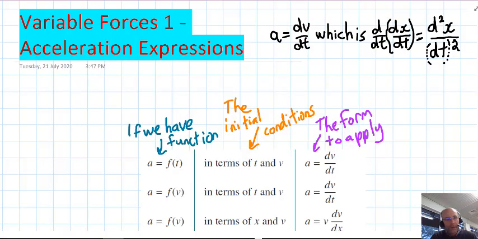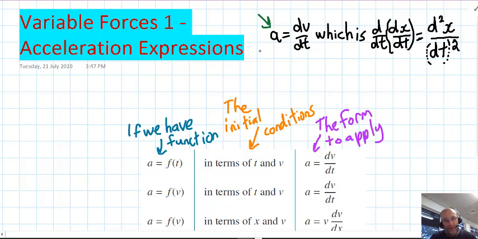Moving right along with modeling motion, we're going to look at the first in a series of videos on variable forces, and this one is establishing some acceleration expressions. If we have variable forces, we invariably have variable accelerations. So what I mean by that is a variable force means a variable acceleration, if we go to Newton's second law. And we have some things we might have established here earlier on.